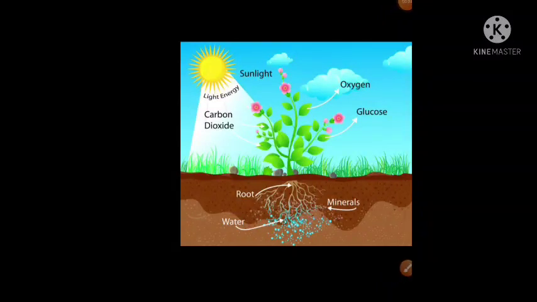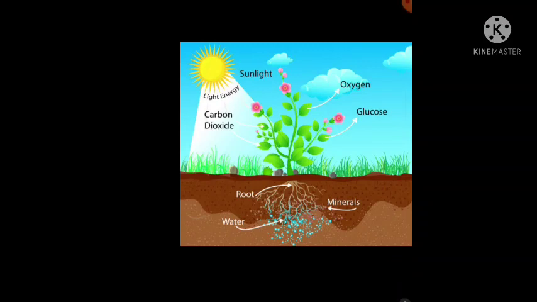Today we will be discussing photosynthesis. So we know that food is prepared only by those plants which are green in color. The majority of plants are green due to the presence of a green pigment known as chlorophyll. Chlorophyll is present in the leaves and also in the young green stems. The process by which green plants prepare their own food is called photosynthesis.